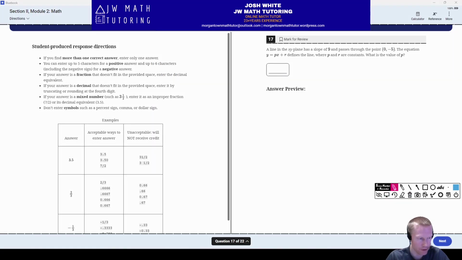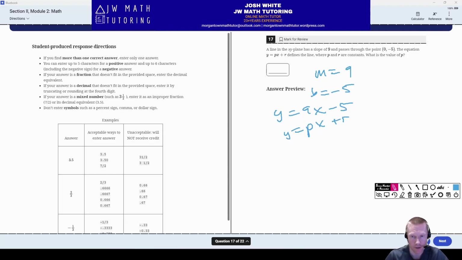Next up, question number 17. Here we have a line which has a slope of 9 and a y-intercept of -5. So that means its equation is 9x minus 5. And they give it to us in this form of px plus r, where p and r are constants. Okay, what's the value of p? So p just represents the slope.